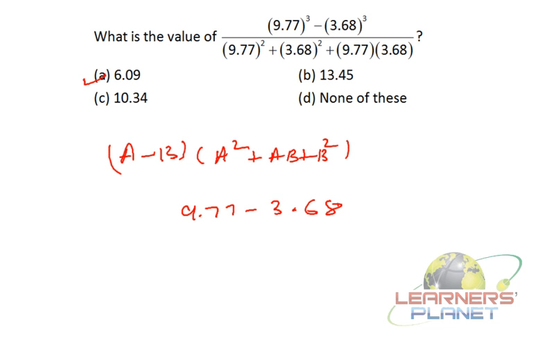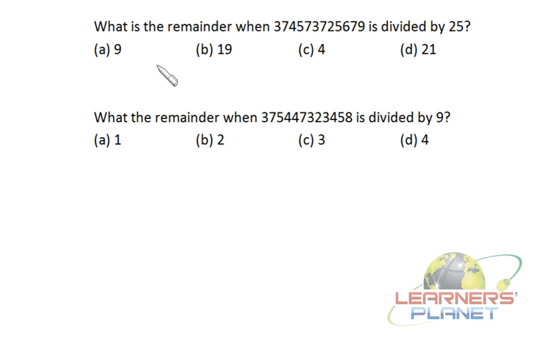Let's see the next problem. Now here we are having two problems from divisibility rules. What is the remainder when this particular number is divided by 25? For divisibility by 25, just divide the last two digits by 25 and get the remainder. So it is 79 over here. If you divide 79 by 25, you'll be getting 4 as remainder. That means 75 is a multiple of 25, so we'll be getting 4 as remainder.